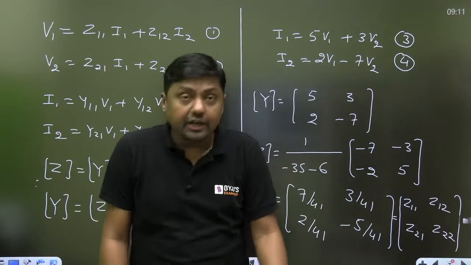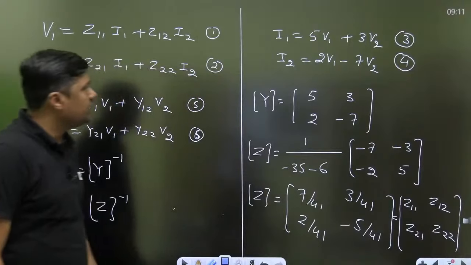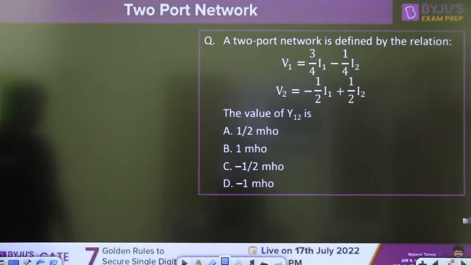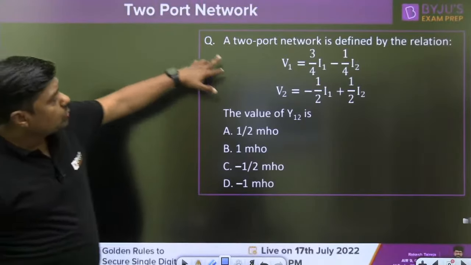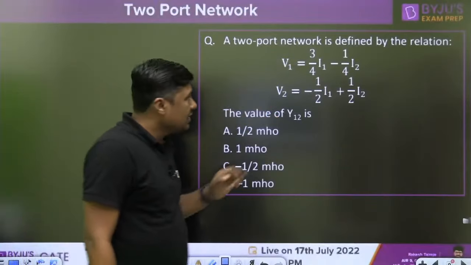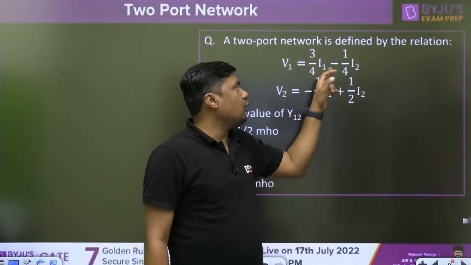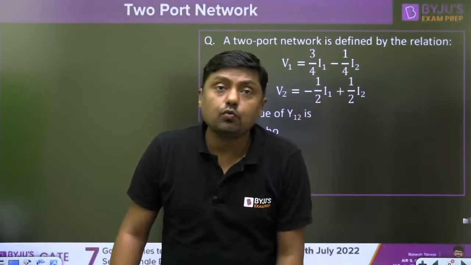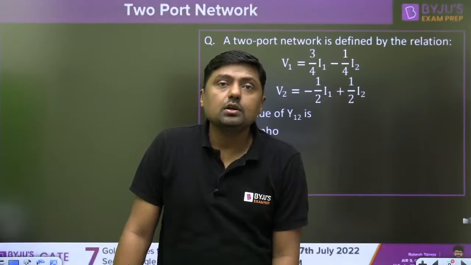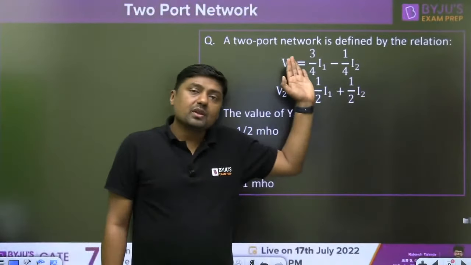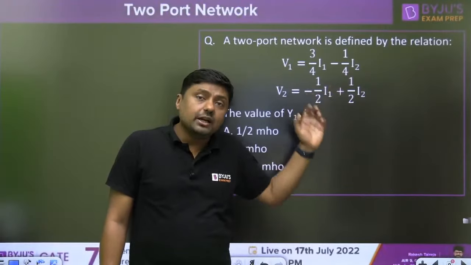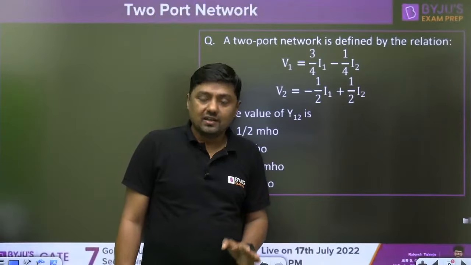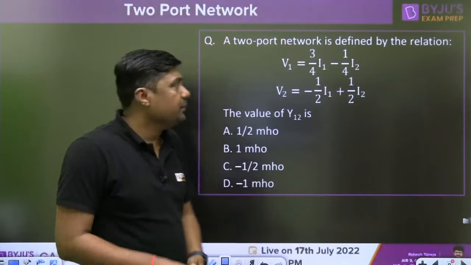So everyone please try to give me the answer for the second question. Similar question, second one. These are the values. Yes, please. A two-port network is defined by the relation V1 is equal to 3 by 4 I1 minus 1 by 4 I2. That is given. You have to find Y12. Y12 means it is given in the form of Z parameter and you have to find the Y parameter. Okay. Again, that is a very easy question.